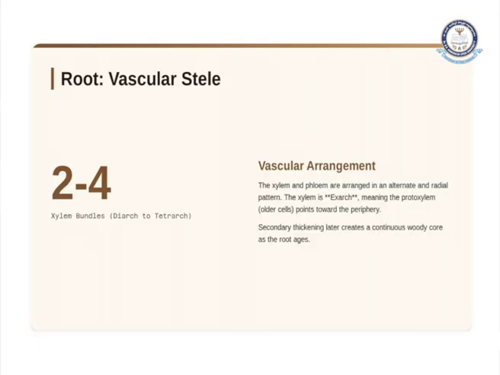That means in the root vascular system, there are 2 types: one is xylem and the other one is phloem. Xylem is responsible for the transportation of the water, and the phloem is responsible for the transportation of the food. And these xylem bundles can be 2. If it is 2, that type of condition is called a diarch condition, and if 4 xylem bundles are present, it is a tetrarch condition.